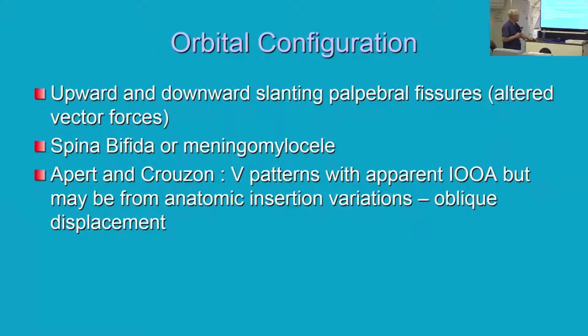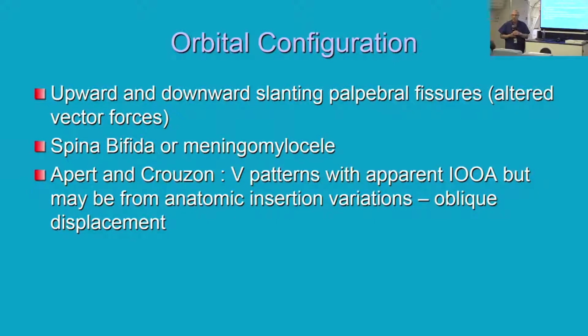There are concerns about orbital configuration and the relationship to A and V patterns. That's true. There are upward and downward slanting palpebral fissures, which alter the vector forces. Spina bifida is a good example of this, or meningomyelocele, I'll talk about in a second. In Apert and Crouzon's craniofacial dysostoses, they often have a V pattern with apparent inferior oblique overaction, but it may be from anatomic insertion variations or oblique displacement of the horizontal muscles.